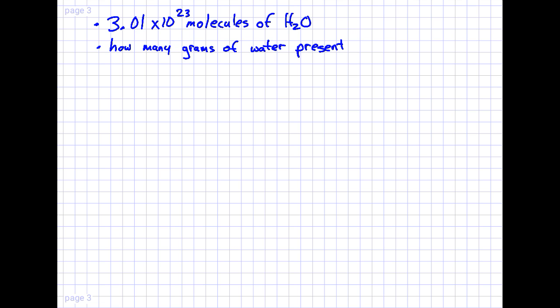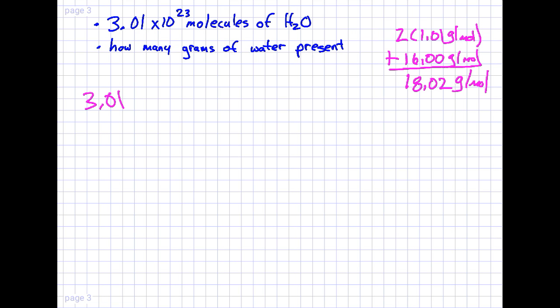So the molecular weight for water, we have 2 hydrogens, each at 1.01 grams per mole, plus 1 oxygen at 16 grams per mole. And we're going to end up with 18.02 grams per mole. So let's go ahead and start by writing out our given and figure out what we need to do first. So we have 3.01 times 10 to the 23rd molecules of water.